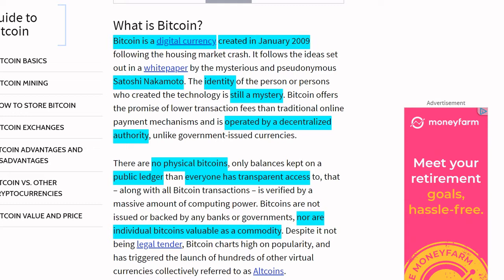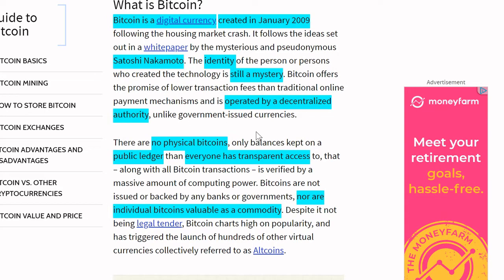So to start, Bitcoin is a digital currency. It was created in January 2009. The person who supposedly made Bitcoin is anonymous, but they go by the name Satoshi Nakamoto, though of course it could also be a group of people, we don't know that. The main thing is that Bitcoin is operated by a decentralized authority, so it's not like private central banks or government-issued currencies.